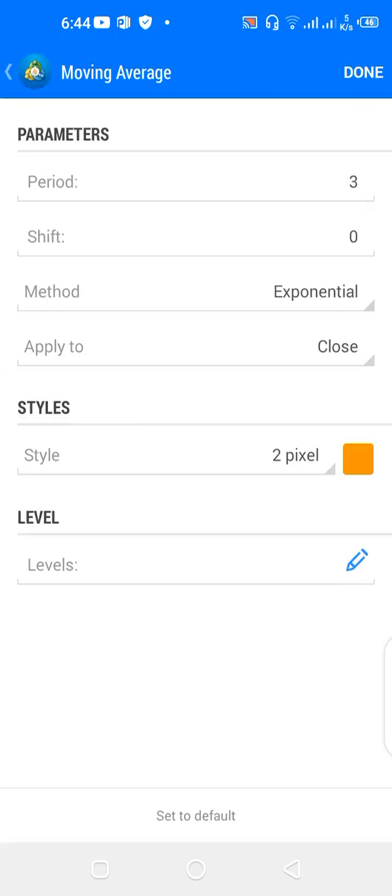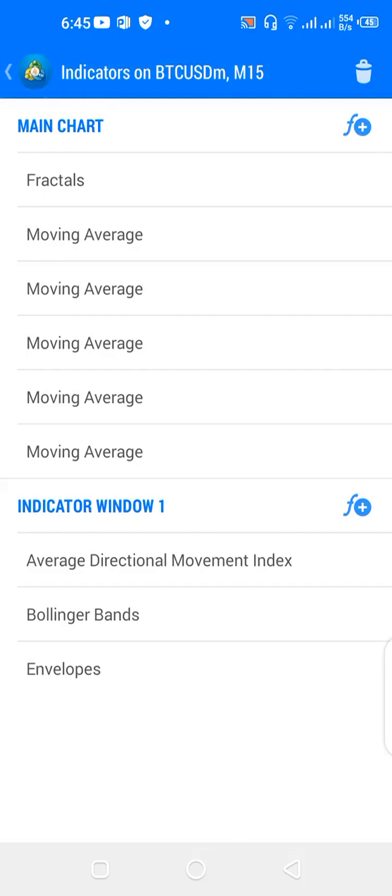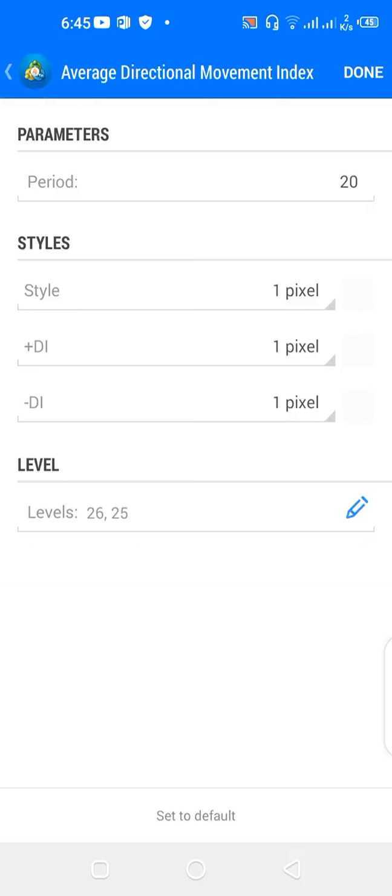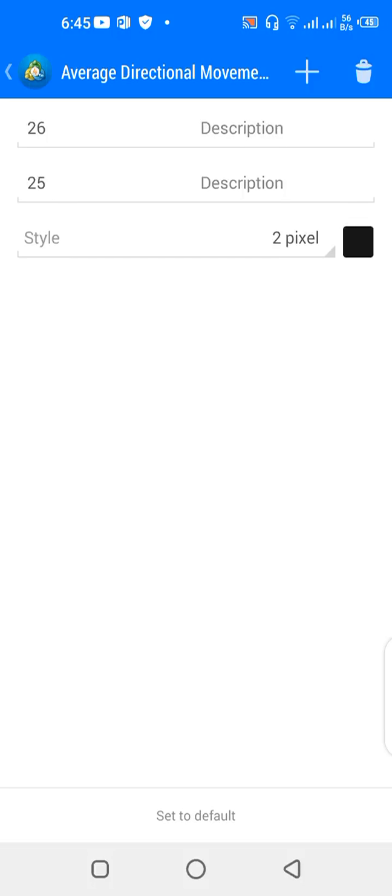And the fourth one is a 3 period exponential. Apply to close. Color is orange. And the fifth one is a 90 period simple moving average. Apply to close. Color is lemon. All right, so for indicator window 1, we have the average directional movement index, 20 period, no color for the style, and for the levels, we have the 26 and 25 level.